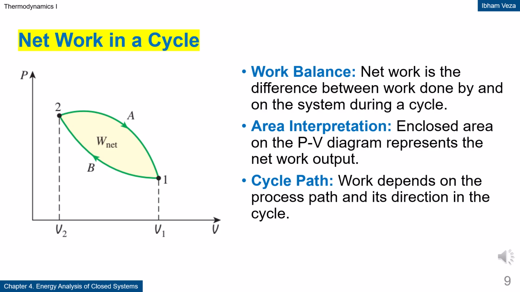Net work in a cycle. In a cycle, the net work is determined by the difference between work output and work input. Graphically, the net work is represented by the area enclosed on the PV diagram. The direction of the cycle determines the sign of the net work. If the cycle is clockwise, the system produces net work. This concept is very important in heat engine analysis.